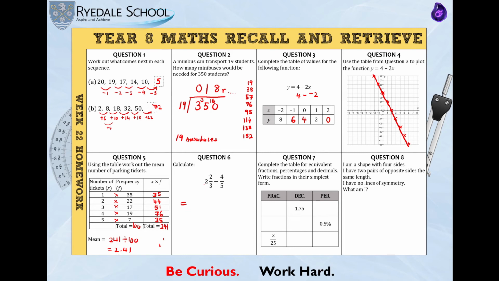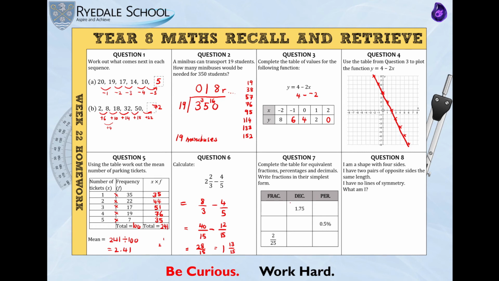Question number 6 is great revision of a topic we have just finished. So remember, I suggested you always write things as improper fractions first. So 2 2/3 is 8/3. Take away 4/5. We then need a common denominator of 15. So we are timesing this one by 5. So it's 40/15. We are timesing this one by 3. That is 12/15. We are subtracting 40 take away 12 is 28/15, which is 1 13/15.